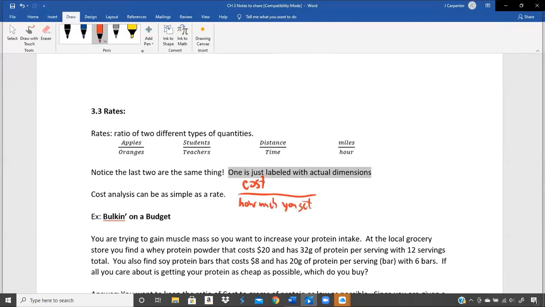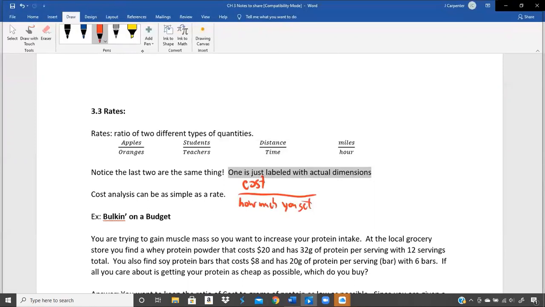So if you pay $10 and get 1 item, then that ratio would be 10 over 1, and it would be $10 per item because you'd have to have all those units in place. But if it costs you $10 for 10 items, then that means that it would cost you $1 per item.